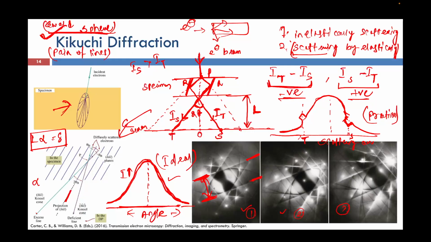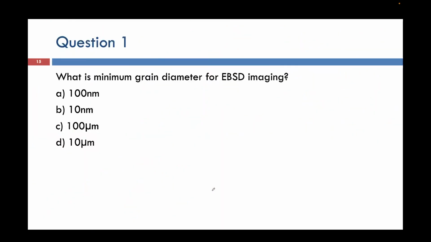We'll go through a few questions, and a few numericals are also there. We'll try to solve those. The first question is, what is the minimum grain diameter for EBSD imaging? It is related to the resolution of the EBSD, which we have discussed in our class. Option B, 10 nanometer. Yeah, that is the correct answer.